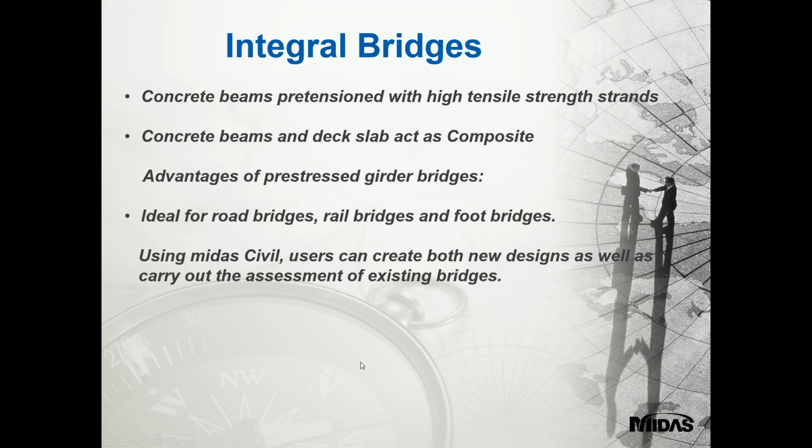So about integral bridges, these use concrete beams which are pre-tensioned with high tensile strength strands, and the concrete beams and the deck slab act as a composite. The advantages of these kinds of bridges are that they are ideal for road, rail and footbridges. Using Midas Civil, users can create both new designs as well as carry out the assessment of already existing ones.